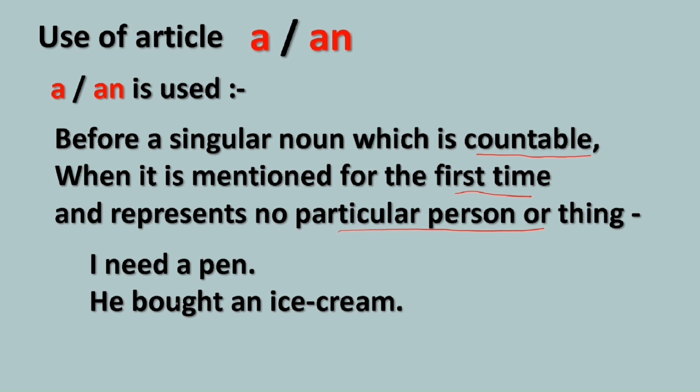See the sentence, I need a pen. A pen. Pen is countable. You can count the number of pens, and in this sentence it is mentioned for the first time. So article a is used. Similarly, he bought an ice cream. It is mentioned for the first time, so article an is used since the word starts with a vowel letter.